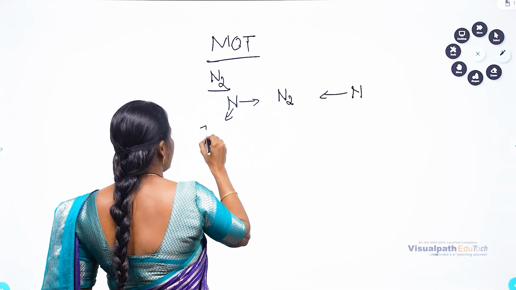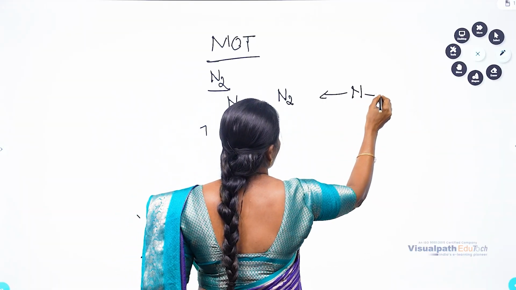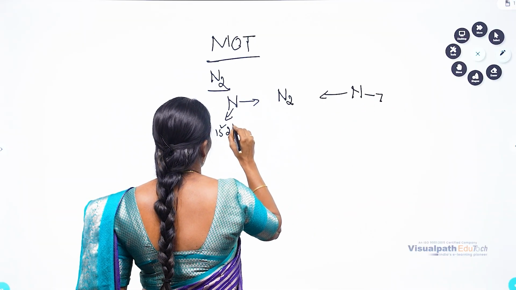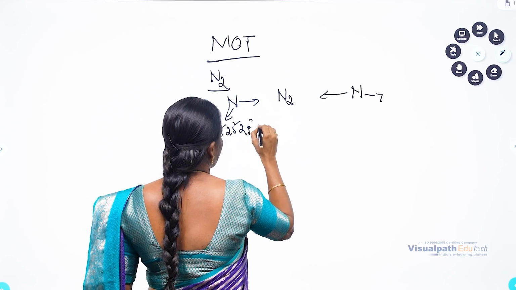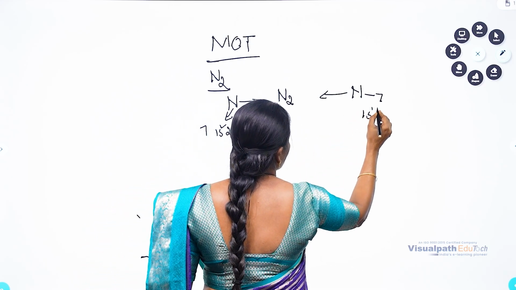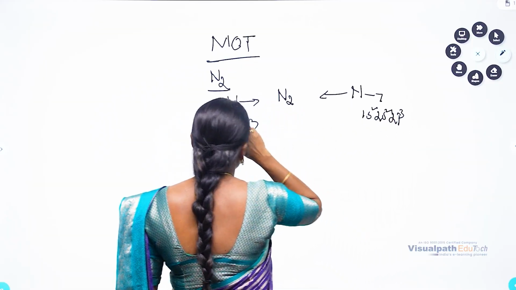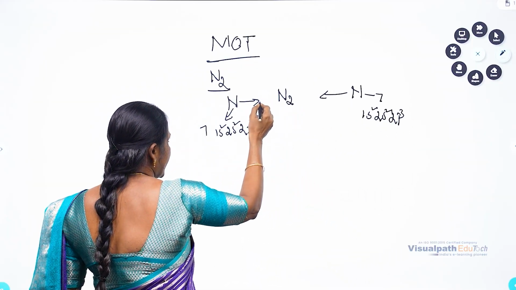So here it is with atomic number 7 and here also it is 7. Its electronic configuration is 1s2, 2s2, 2p3. It is also 1s2, 2s2, 2p3. Now we take the diagram.